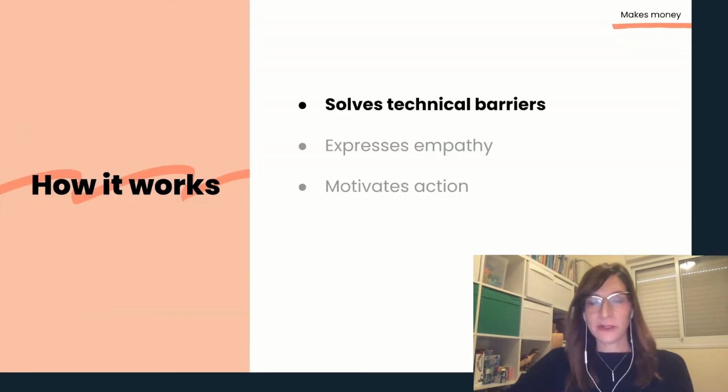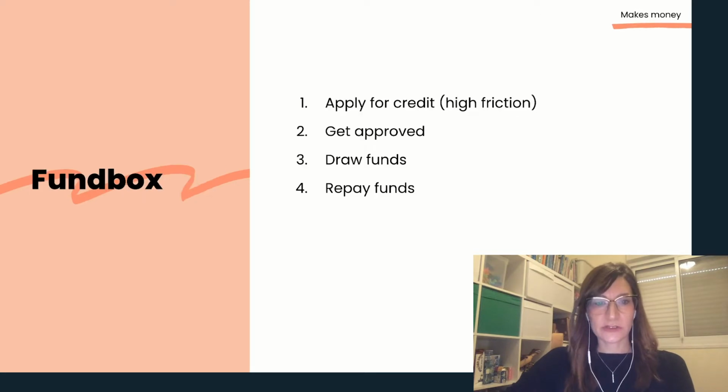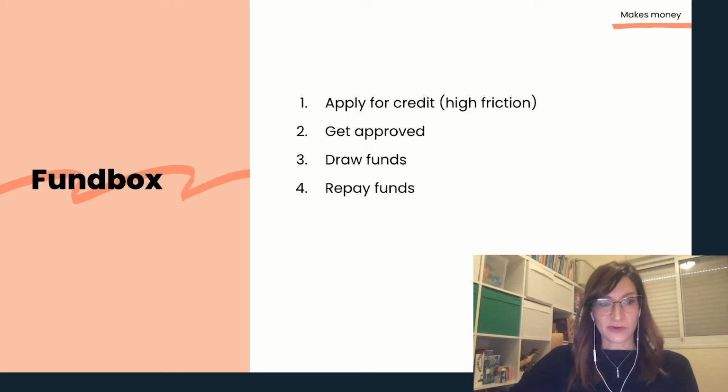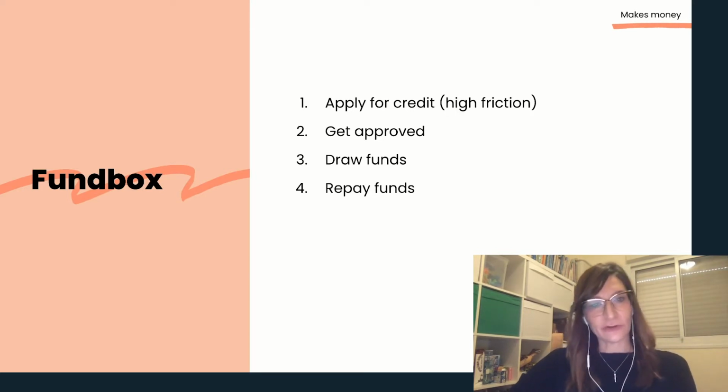So, of course, there are many ways. I just want to focus on three in this talk. One is that microcopy can make your company money by solving technical barriers. So just before I give a whole bunch of examples from the product I work for right now, Fundbox, let me give you a real quick overview of the happy flow so that you have some context for these examples.